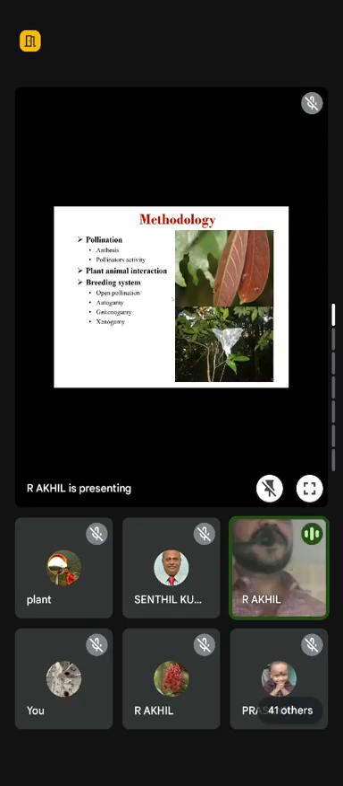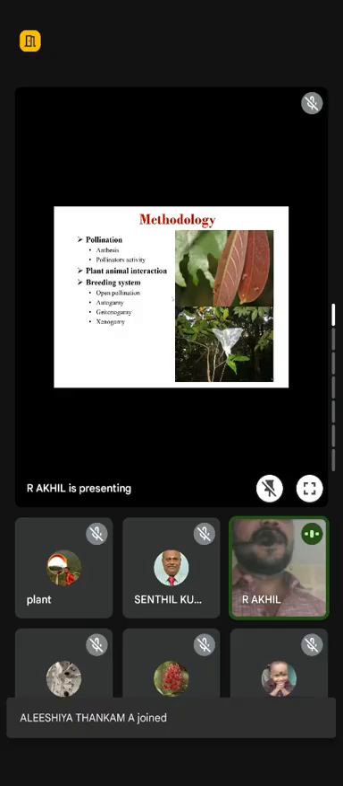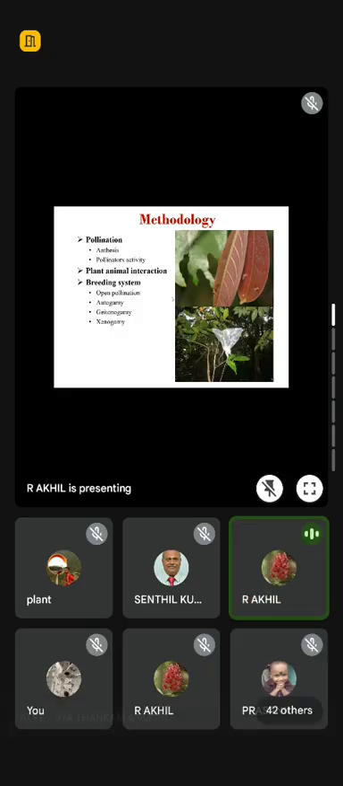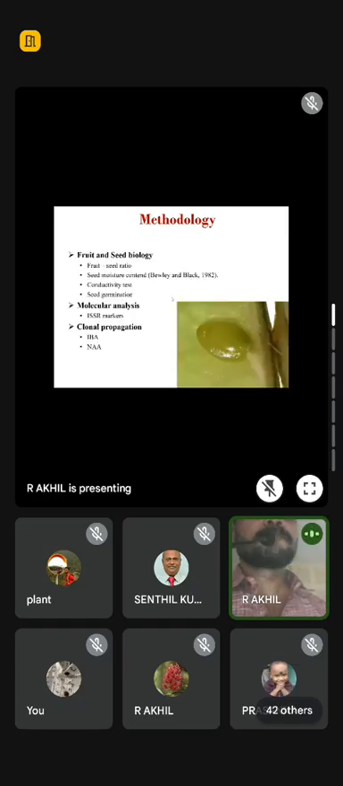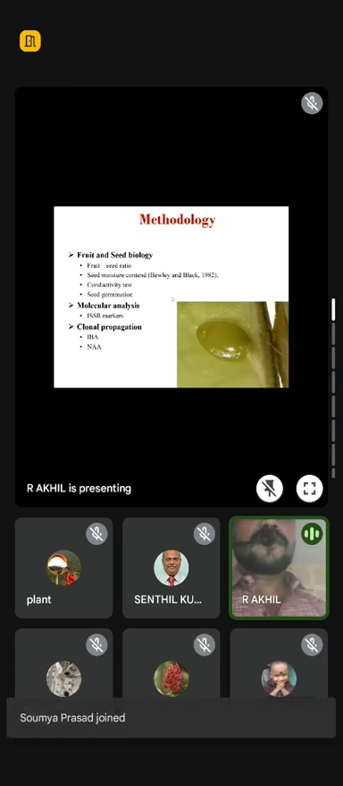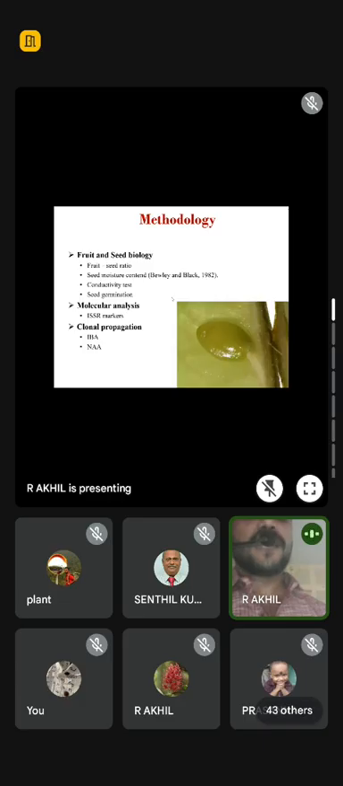Then pollination studies were carried out, in which anthesis was noticed and recorded, and the activity of the pollinators was observed. Plant-animal interactions were studied. Breeding system experiments, such as open pollination, autogamy, geitonogamy, and xenogamy, were conducted. Fruit and seed biology, which includes fruit-seed ratio, seed moisture content, conductivity test, and germination studies, were carried out. Molecular analysis was carried out with the help of ISSR markers, and clonal propagation was done using rooting hormones such as IBA and NAA.